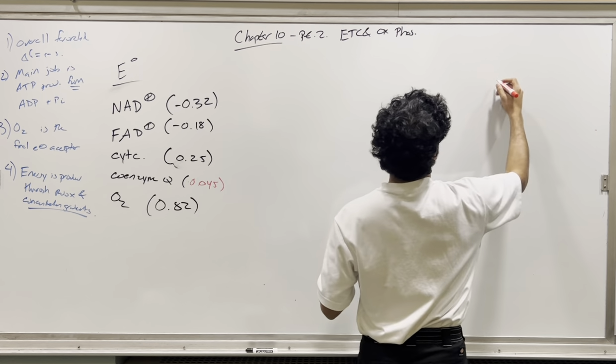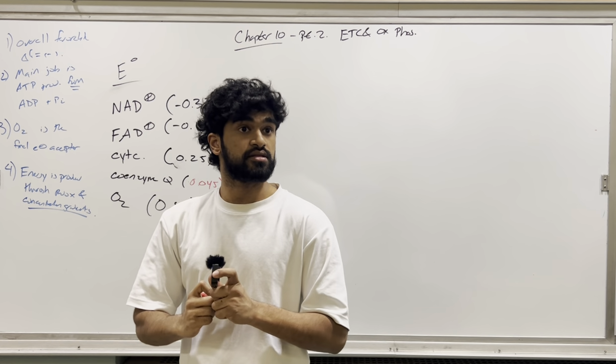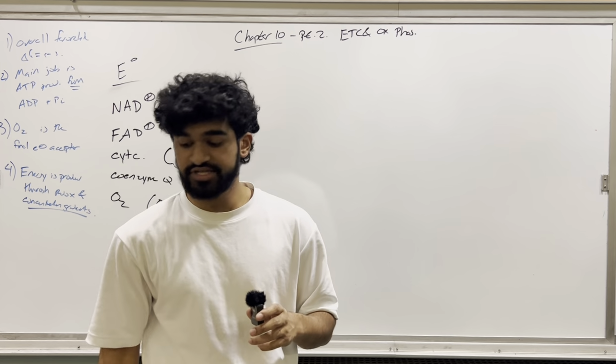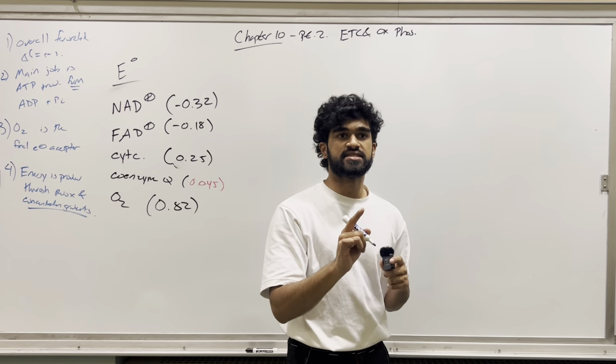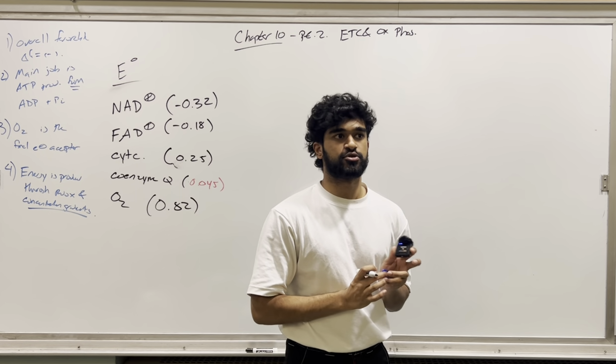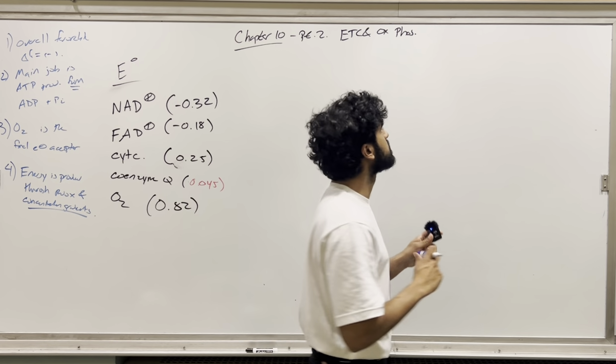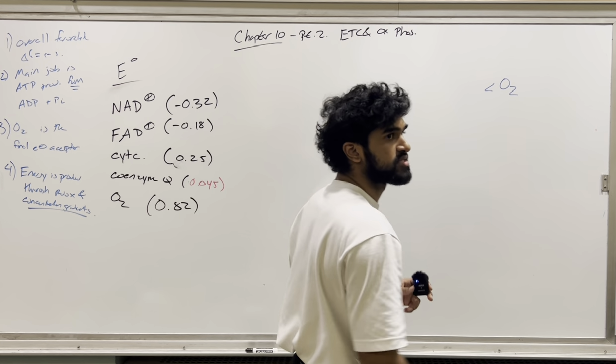So let's put O2. I want all of you to copy this down, without fail. I want every single one of you to understand this really well, because if you understand this, you'll never forget how electrons travel in the electron transport chain. So O2 is the greatest. It wants to be reduced the most.